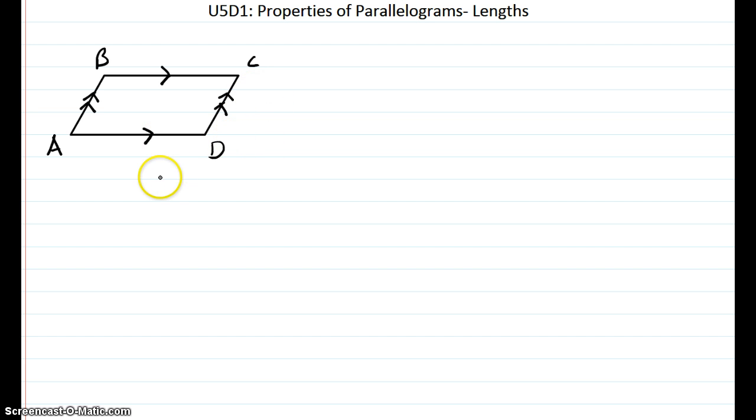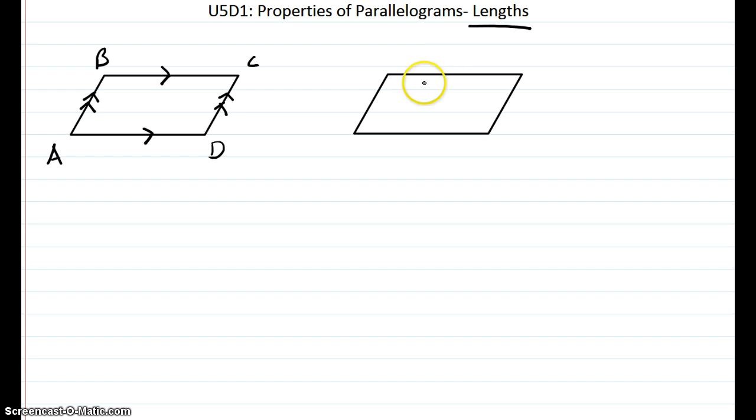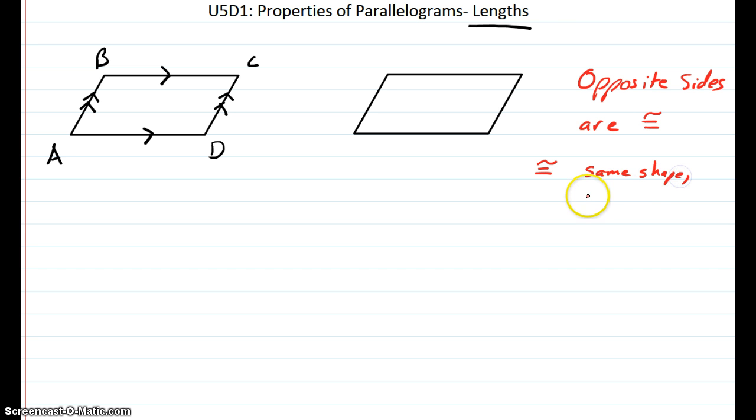And when we have a parallelogram, there are certain properties that are always true. Today we're going to look at just the lengths. So whenever I tell you it's a parallelogram, there are certain things that we always know. The first thing is that the opposite sides are congruent. And this symbol, congruent, means the same shape and same size. And that's what we're going to be looking at today, that same size for these lengths.